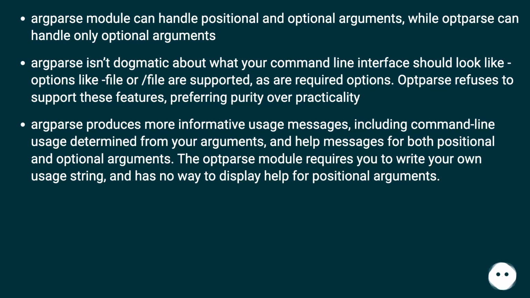Argparse produces more informative usage messages, including command line usage determined from your arguments, and help messages for both positional and optional arguments. The optparse module requires you to write your own usage string and has no way to display help for positional arguments.